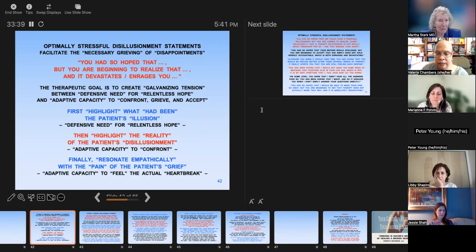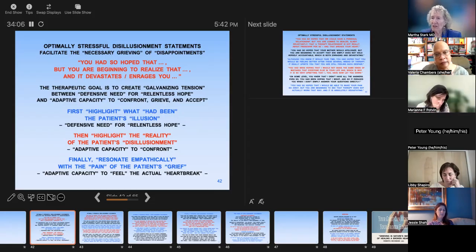Now, let me break that down. The therapeutic goal is to create galvanizing tension between the defensive need, right, it's a defense, for relentless hope, and the adaptive capacity, which is the healthier part, to confront, grieve, and ultimately evolve to a place of acceptance through healing cycles of disruption and repair. So first, you highlight what had been the patient's illusion.